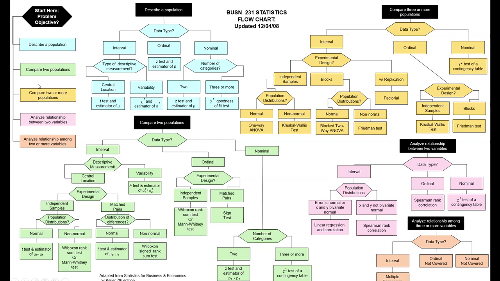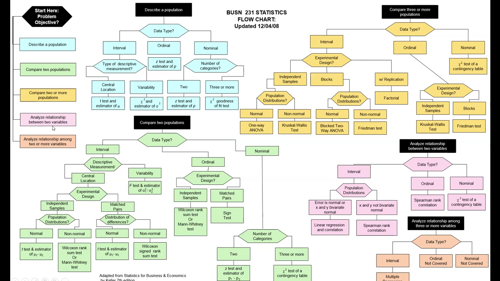Then after that, we're going to expand that. Can we compare, in one single test, more than two populations? All these cases are coded, as you can see, in yellow color. We're going to be discussing a lot of these tests. And then after that, we're going to analyze the relationship between two variables, and at the same time the relationship between two or more variables. I kind of see these two topics as combined.